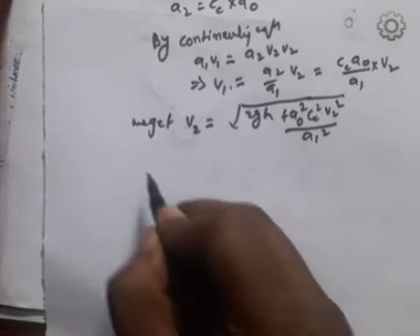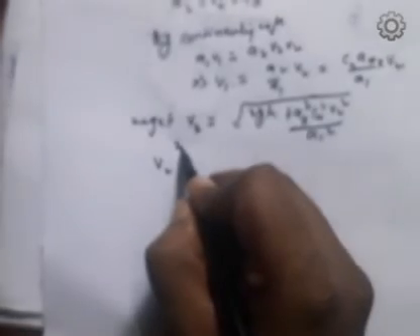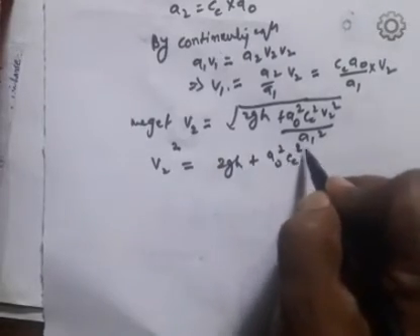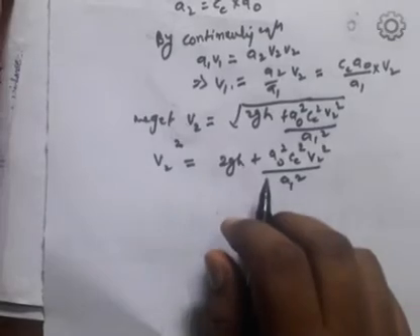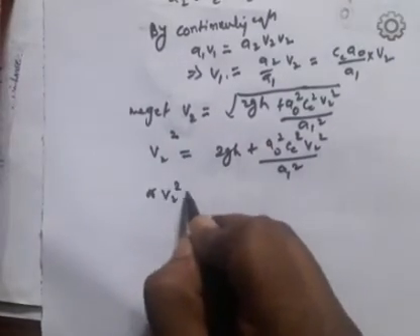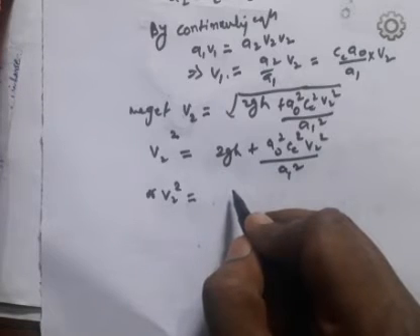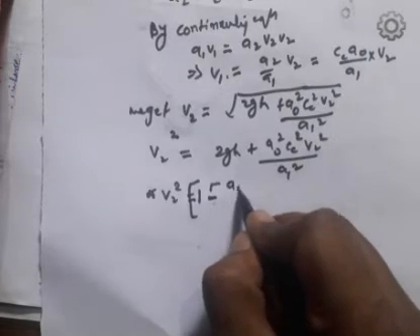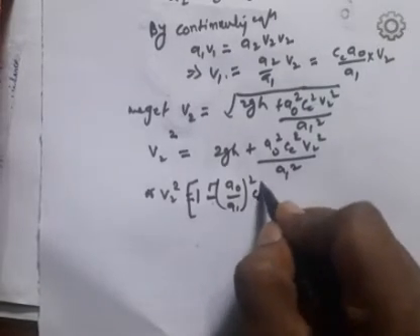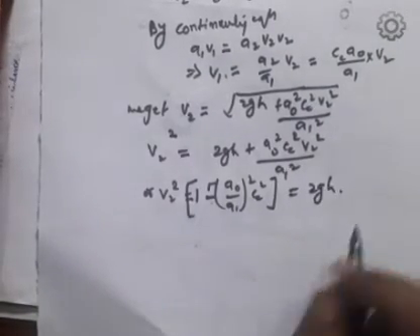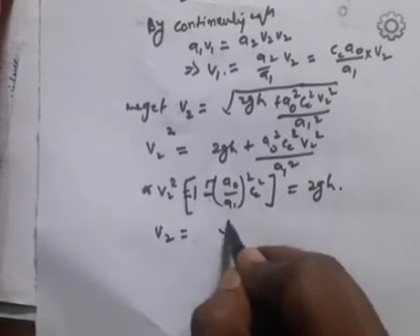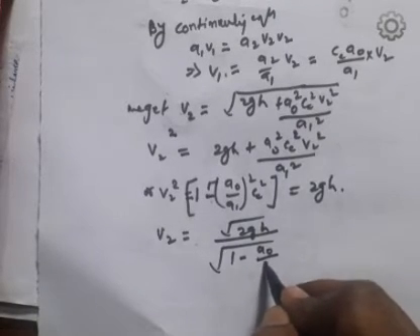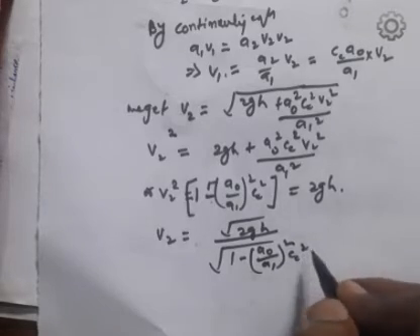By solving it, we can get V2 square is equal to 2gh plus A naught square Cc square V2 square by A1 square, or V2 square into 1 minus A naught by A1 whole square into Cc square is equal to 2gh, or V2 is equal to root under 2gh by root under 1 minus A naught by A1 whole square into Cc whole square.